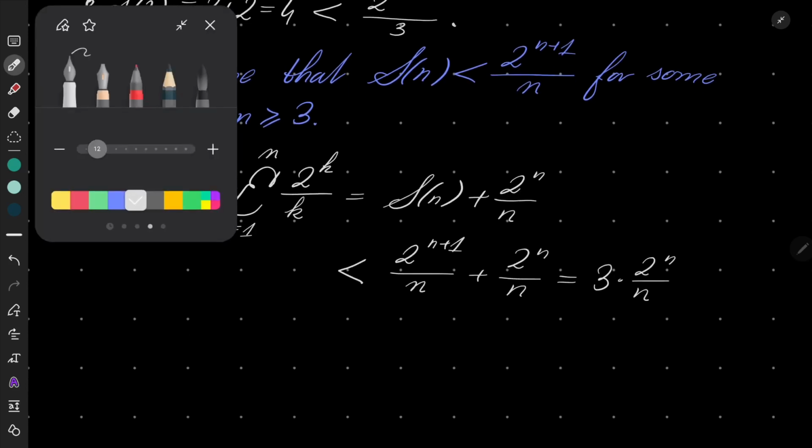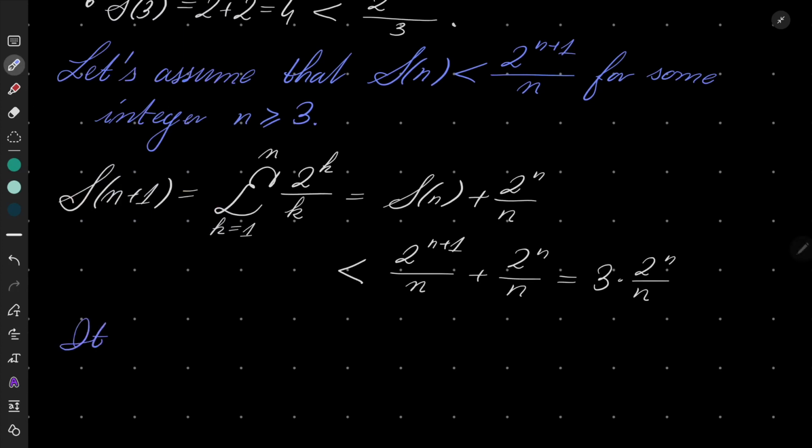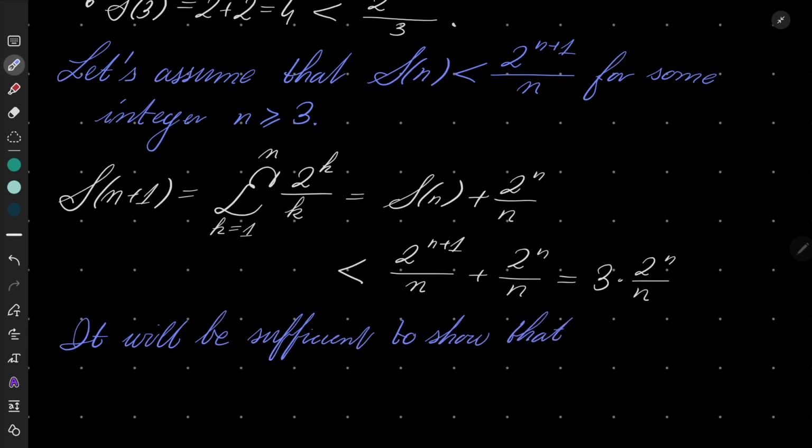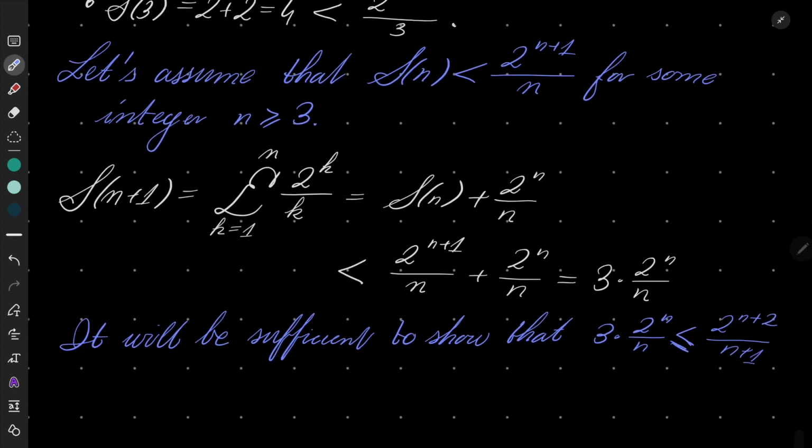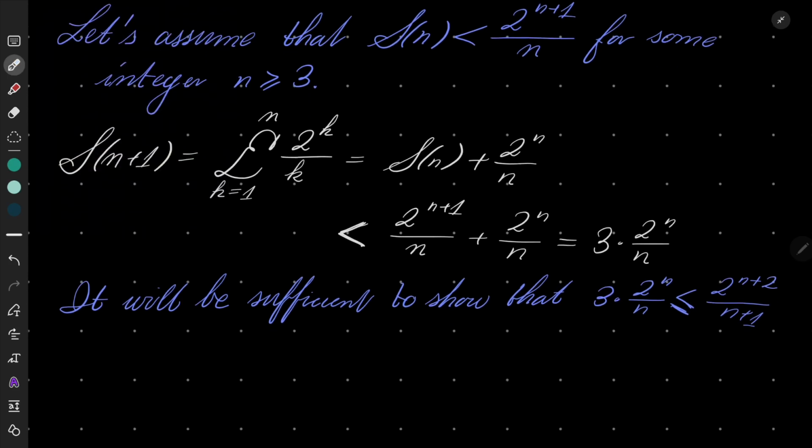And now it will be sufficient to show that this number is less than or equal to 2 to the power n plus 2 over n plus 1 to close our induction. I need only a weak inequality because I already have a strict inequality in this place. So it suffices for this inequality to be weak.